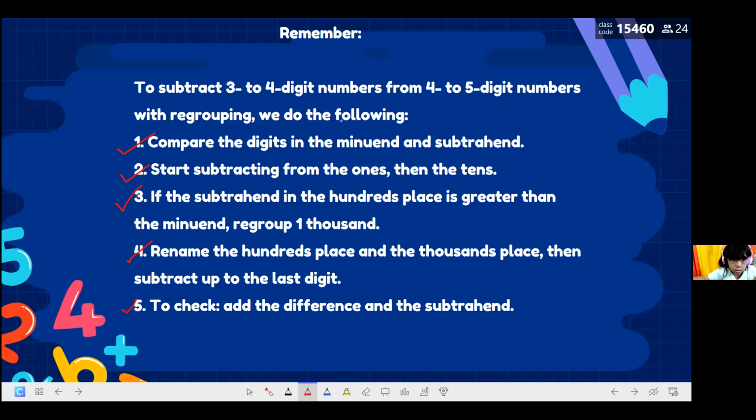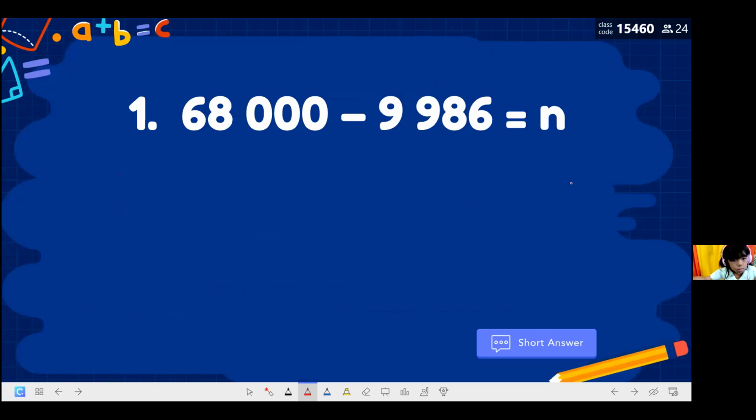Now I have here an example. Number 1. Let's subtract with regrouping: 68,000 minus 9,986 is equal to n. Let's subtract together.